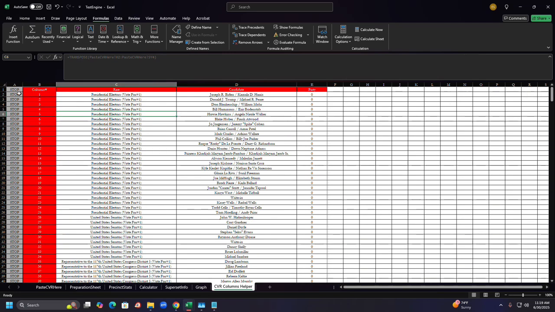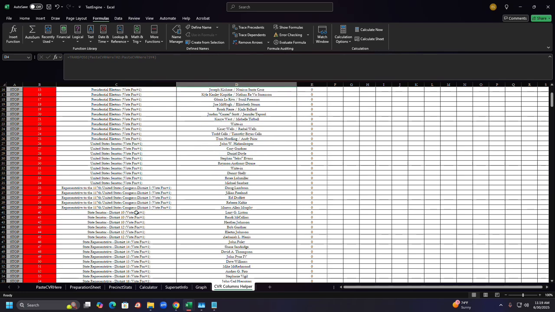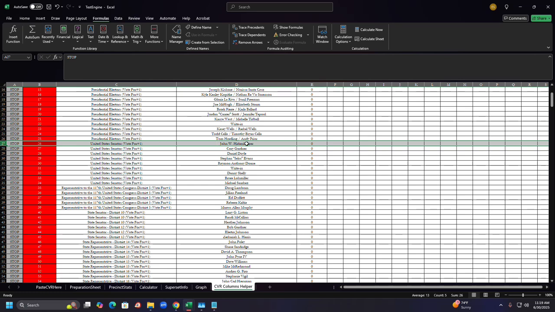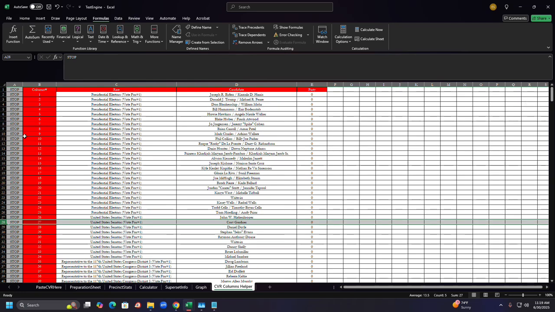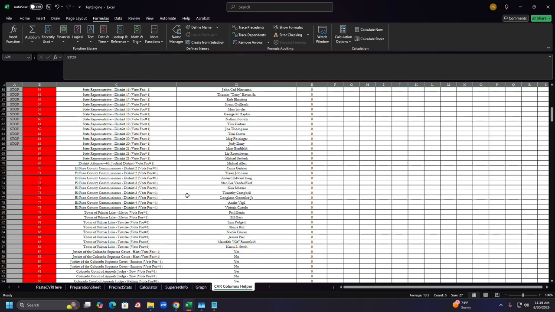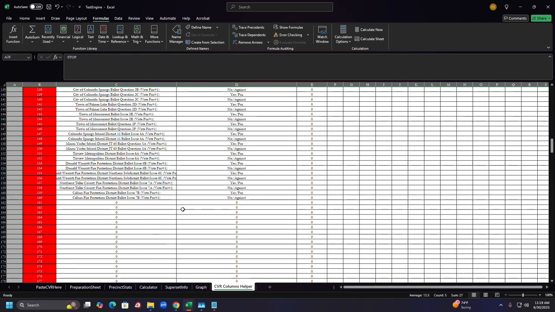So you can see, okay, well, column 1 of the cast vote record was voted for Biden. Column 2 is Trump. 3 is Blankenship. Then you'll see here United States Senator. The Democrat Hickenlooper is column 26. And Cory Gardner is column 27. So we took the column numbers and put them into row numbers so it's easier for you to just look at it.